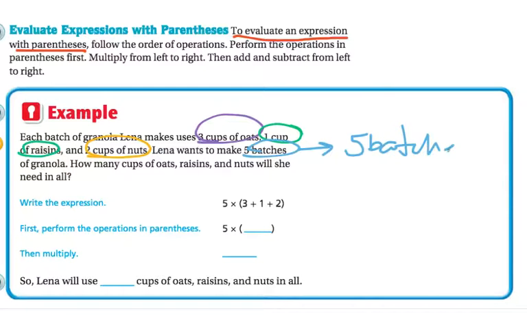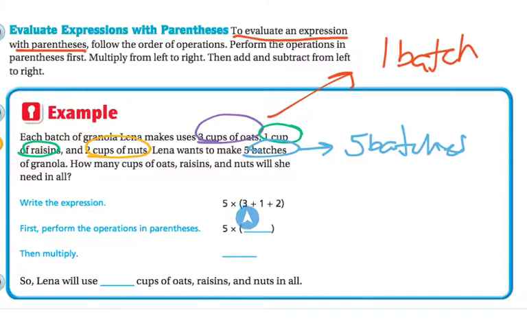So what we have to do, boys and girls, is figure out what 1 batch requires, and then we can take that amount and figure out how much 5 batches would require. So first we write the expression. In parentheses, boys and girls, you're going to see the recipe for 1 batch.